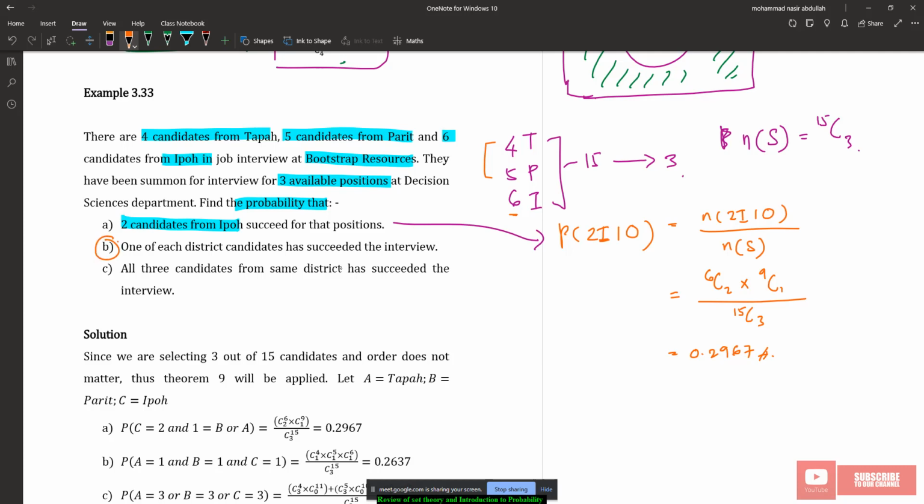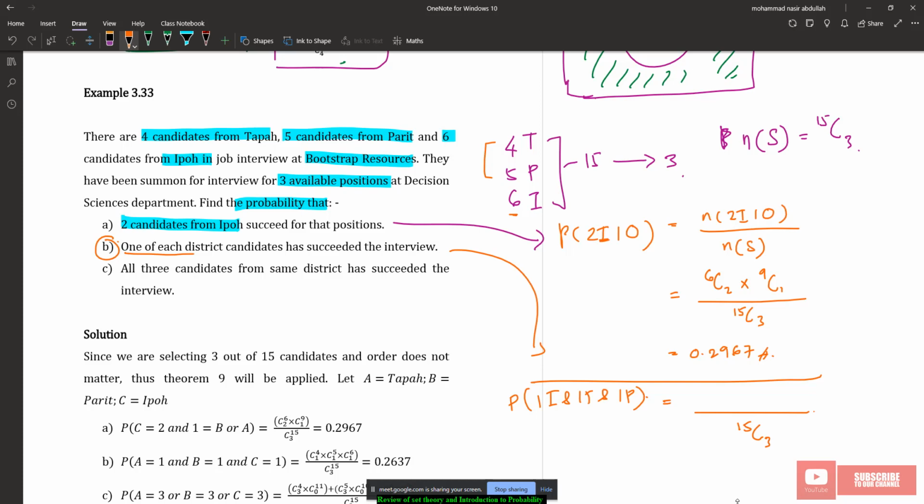So now, one candidate from each district has succeeded in the interview, which means that we have three positions: one from Ipoh, one from Tapa, and one from Parit. So what is the probability of finding one from each? This one always starts with the denominator, 15 choose 3.